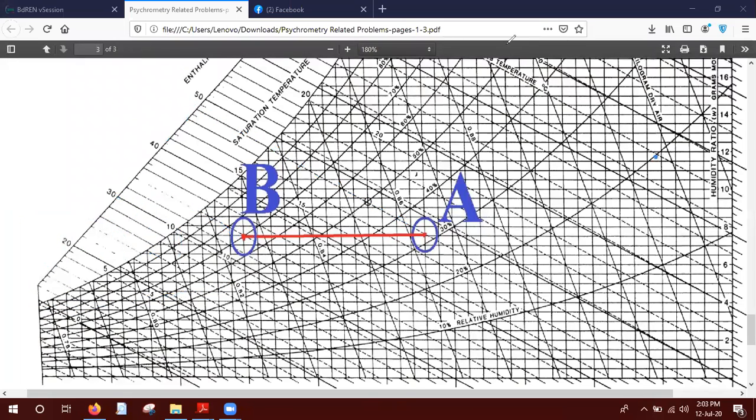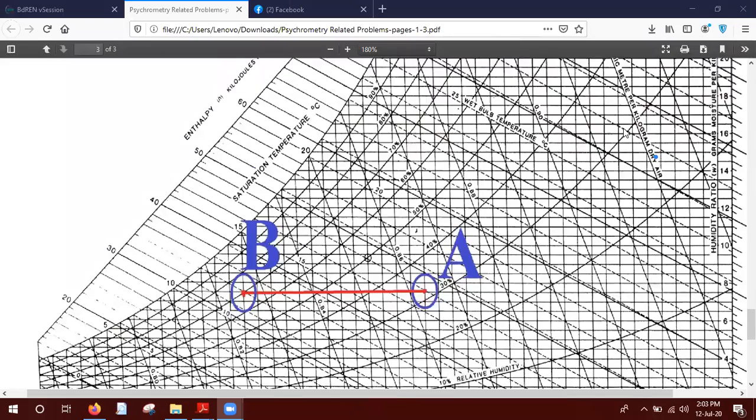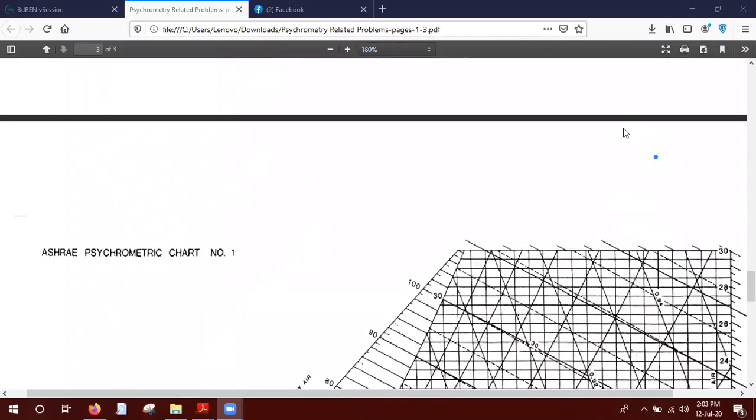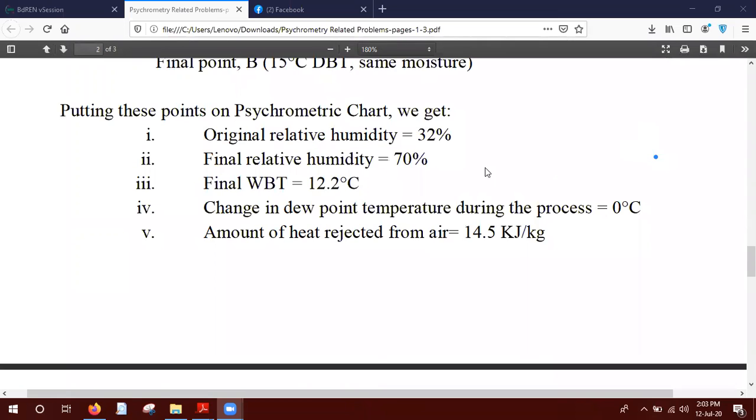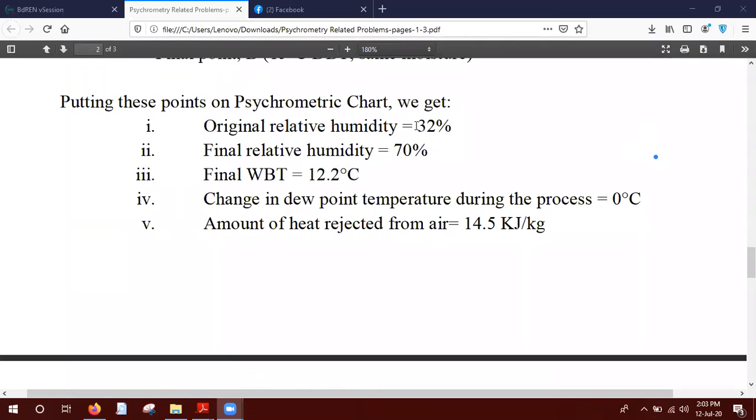Okay, let me check the result one more time. That is given here. You see that the original relative humidity is 32%, and the final relative humidity, we find, is 70%. The final wet bulb temperature we find is 12, here it is written 12.2, probably in the scale they got 12.2. The change in dew point temperature is 0 degrees Celsius, and the amount of heat rejected is 14.5. So these are the values, and that's how you will need to use the psychrometric chart.